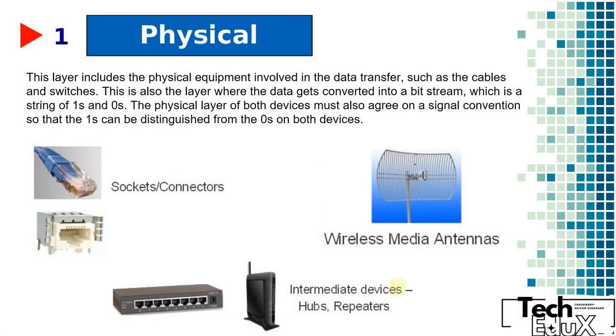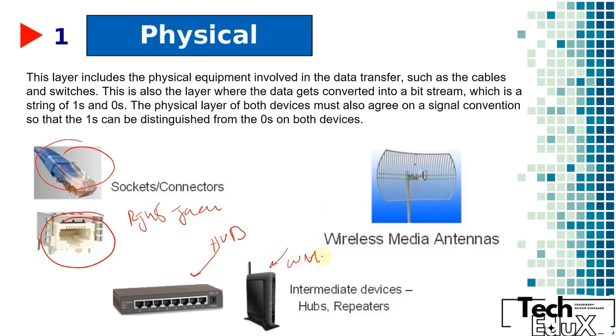So let's head over to the next slide, which is talking about the physical layer. As the name suggests, physical, it means we are going to handle these cables physically. We have these RJ45 plugins, jacks. Then we have these hubs. We have these wireless devices, repeaters. Then we have these wireless media antennas.